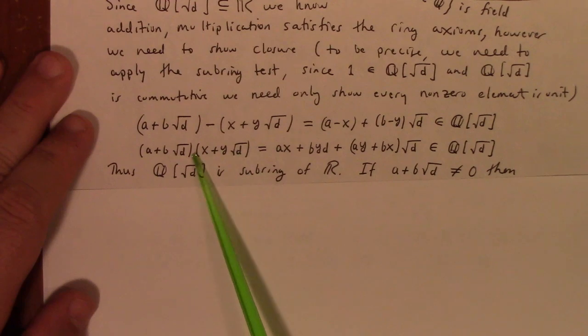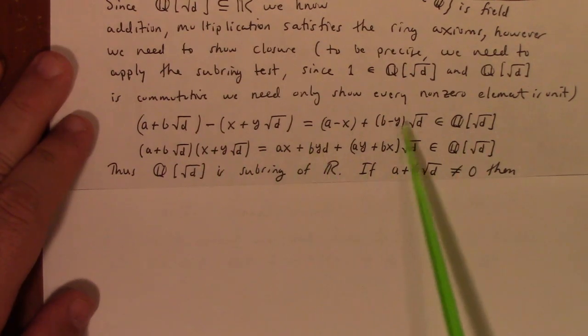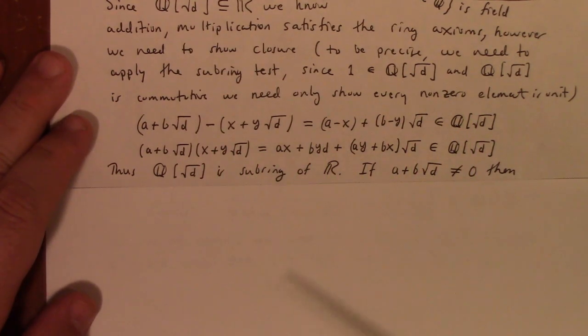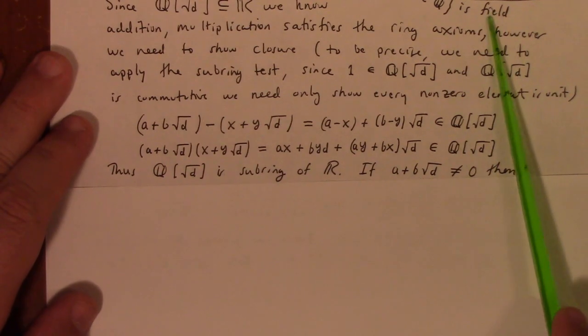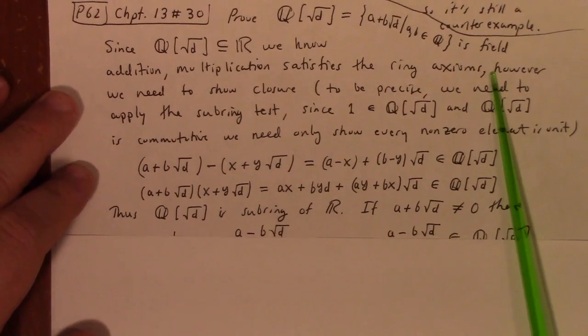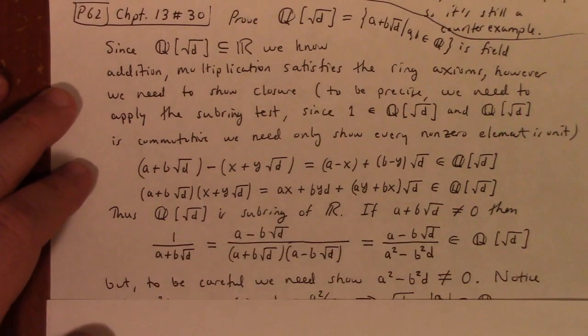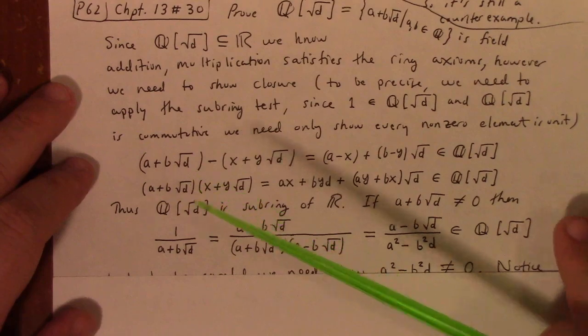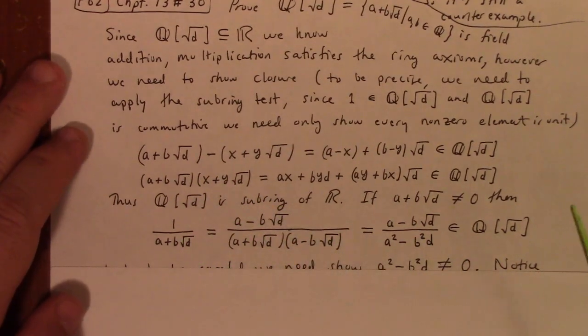And so, hooray, now we've got Q adjoin square root of D as a ring, rather a subring of R. Now, to show that it's a field, which is what we're trying to do here, we need to show that every non-zero element has a multiplicative inverse. And the proof of that is right here. It's really just a straight calculation.